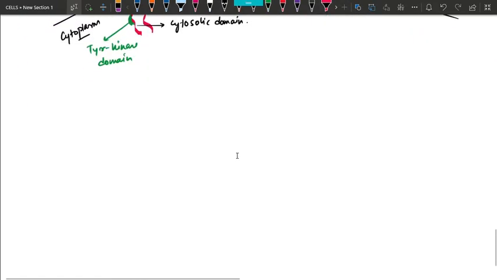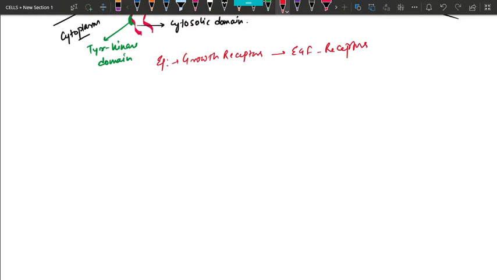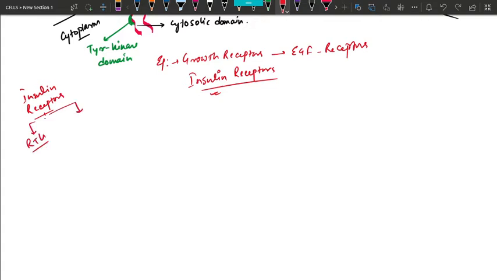First of all, it's mainly the receptor of different growth regulators. Examples of this receptor tyrosine kinase can be the growth receptors, like EGF receptors, epidermal growth factor receptors, and insulin receptors. Just keep in mind that insulin receptors are of two types: they can be either of RTK type or of GPCR type. That's a very important information you need to know.